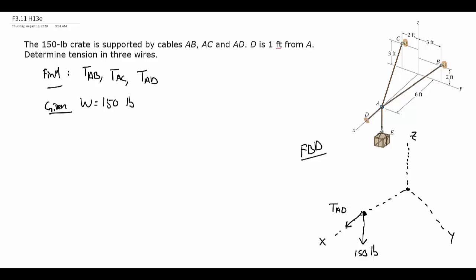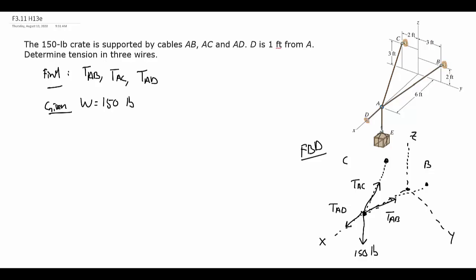Now I have cables going from A to B and A to C. So I do want to put these points here, because I know that if I have a cable going from A to C and A to B, the force is directed along that cable. So here's my point B out here and C over here. So pointing from A to C, I will have TAC, and pointing from A to B, TAB.